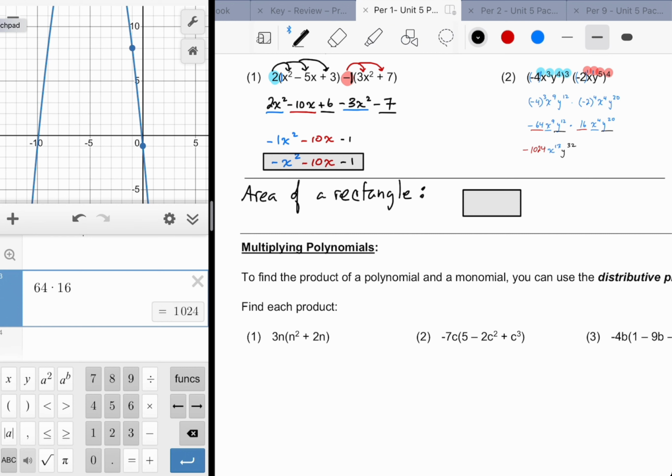A rectangle has the two dimensions that we care about, length and width. They're interchangeable because multiplication is commutative. So I'll call this one the length, and I'll call this one the width. We know the area of a rectangle would be length times width, or width times length. Again, it's commutative. It doesn't matter what order you do it in. All right?